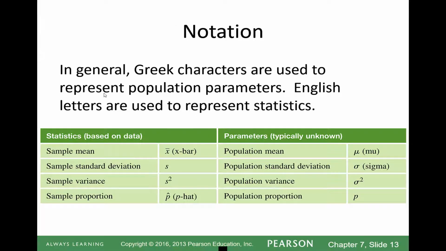In general, Greek characters are used to represent population parameters, such as the population mean. English letters are used to represent statistics. Population proportion, for example, the percentage who like mac and cheese. It's a proportion.